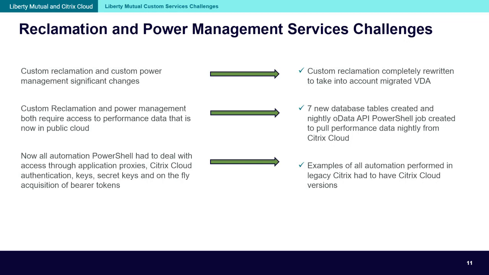Now that I'm pulling that data into our environment, I now have a database again that I can use for reclamation and power management. Now all I've got to do is modify my power management and modify the reclamation service to take into account this new database that has the data. And most of that data is fairly closely formatted the same way it was in the performance database, just a few columns change names. So now I can fix this.